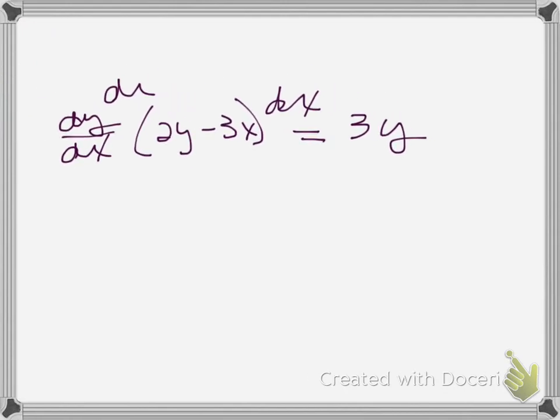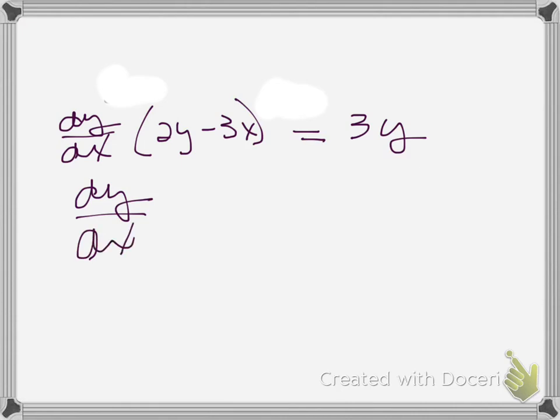Okay, and I'm going to get rid of this little thing here and this little thing here, right? Those were not in that problem. Okay, so this is what I have. So therefore, I can say dy/dx equals 3y over 2y minus 3x. Okay, that's what my derivative equals.